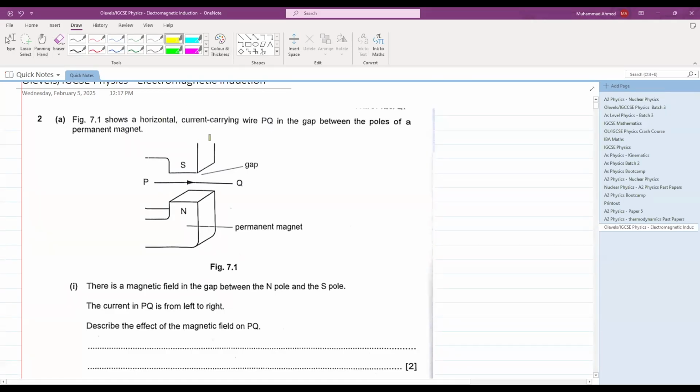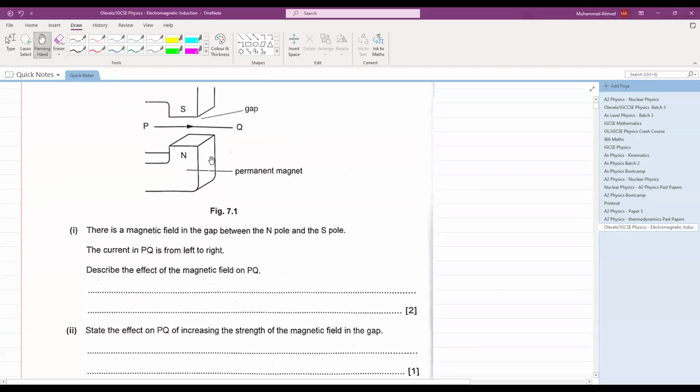Figure 7.1 shows a horizontal current carrying wire PQ in the gap between the poles of a permanent magnet. There is a magnetic field between the north and the south pole. The current in PQ is from left to right. Describe the effect of the magnetic field on PQ. What will be the effect of the magnetic field on PQ?